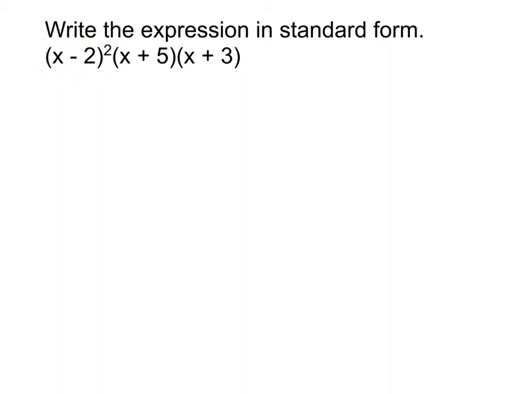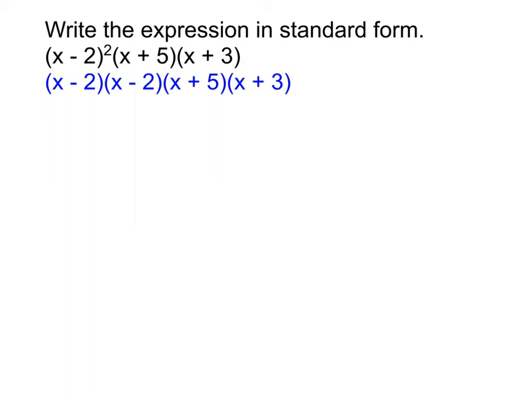Now please remember, exponents do not distribute. So I cannot just turn this into like x squared minus 4. It doesn't work that way. Instead, I have to write that out as x minus 2 times x minus 2. And then that's still times the x plus 5 times x plus 3. So how do we do this? Well, again, you pick 2 and multiply.